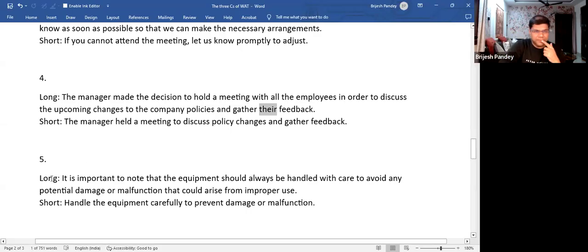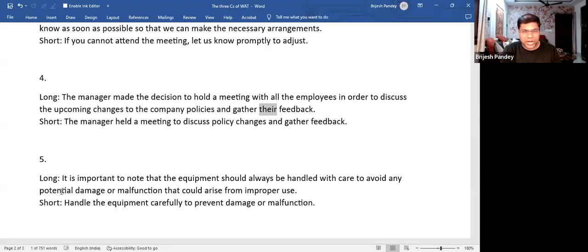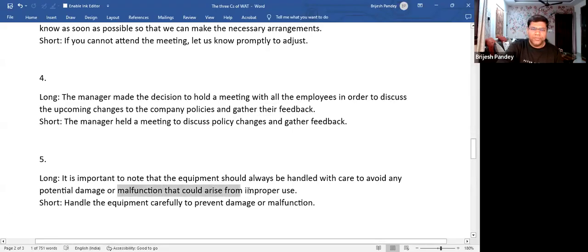The last example: it is important to note that the equipment should always be handled with care to avoid any potential damage or malfunction that could arise from improper use. Well, this is again something which is implied, because if it is having some damage or malfunction, that means it was improperly used. There is no need to basically write it all the time. So many a time when words come in groups, some words imply. So handle the equipment carefully. Why? To prevent damage or malfunction.